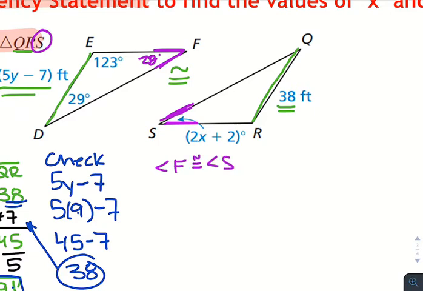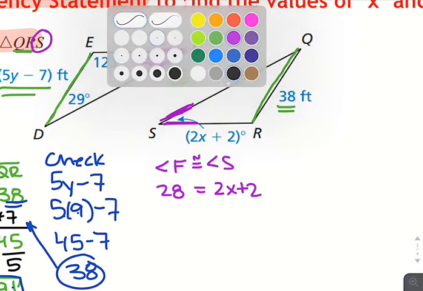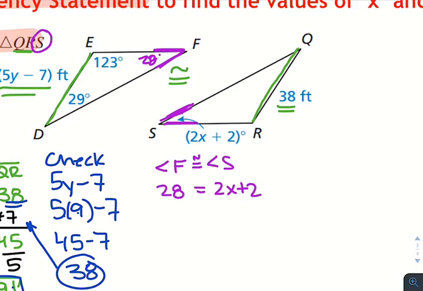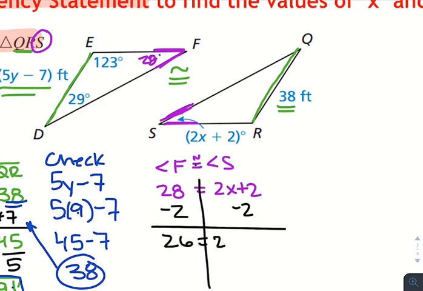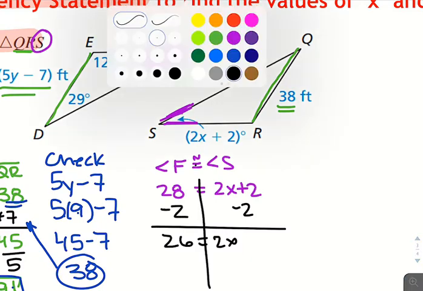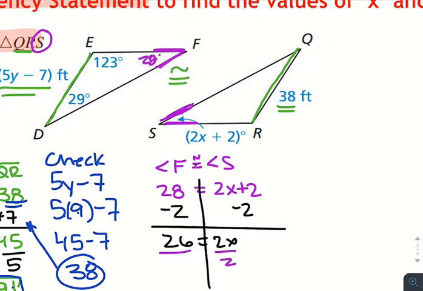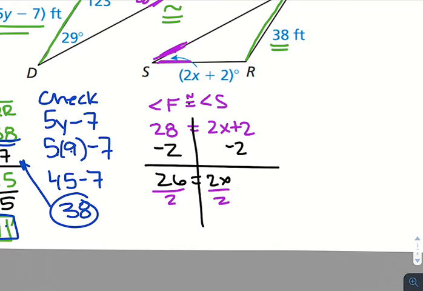Now in terms of substitution, angle F is actually 28 degrees, angle S is 2x plus 2 degrees. We know they're equal because the triangles are congruent. So congruency gives us equality, and now we can just solve algebraically. We can subtract 2 on both sides, so that'll give us 26 is the same as 2x. We can divide by 2 to get rid of that multiplication of 2, leaving us x to be 13, not degrees, excuse me, just a value of 13.